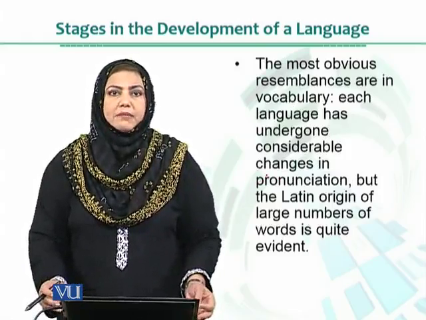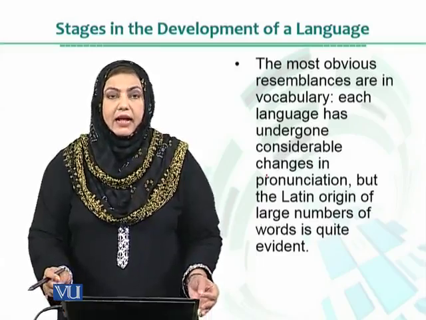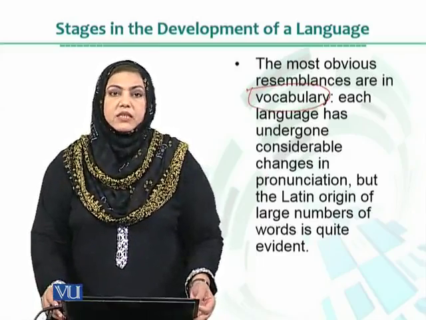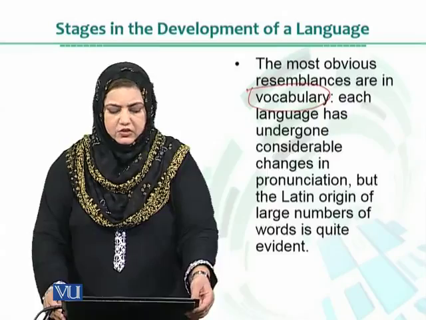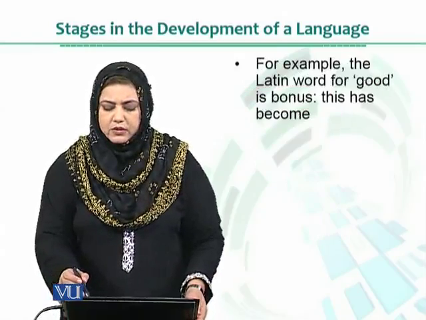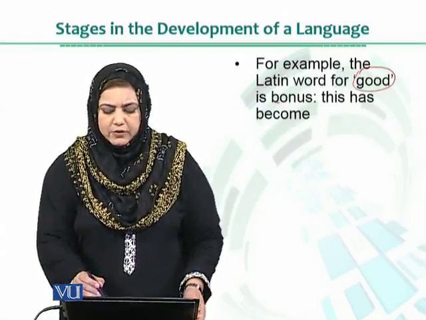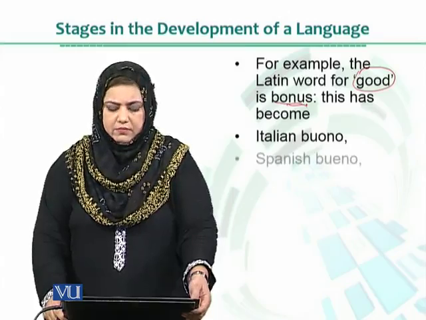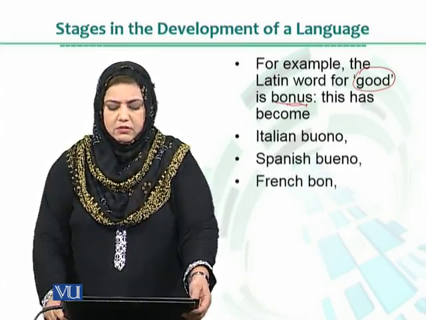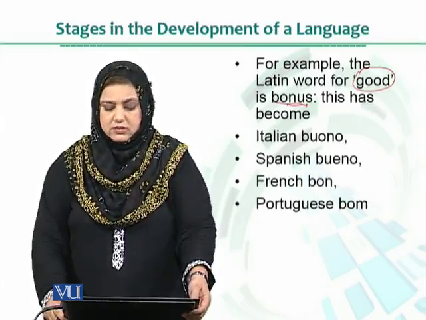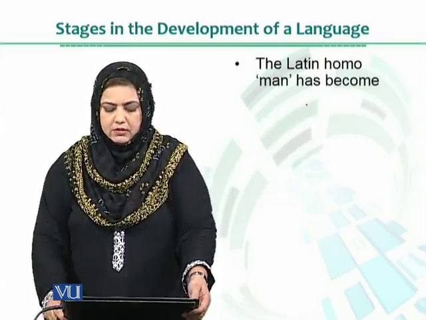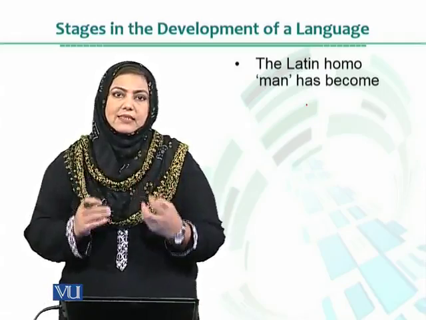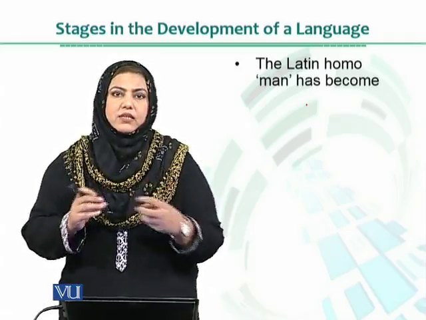There are a lot of resemblances in these Romance languages, and most of the resemblances that we find are in terms of vocabulary, though there is a lot of change in the pronunciation. For example, look at the Latin word for what we call good. The Latin word for that is bonus. Over the times, it has become Italian buono, Spanish bueno, French bon, Portuguese bom, Romanian ban. And all these varieties, you would have noticed, have certain familiarities and similarities amongst them.